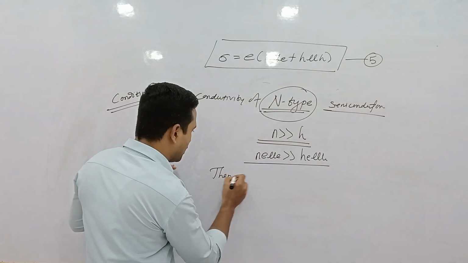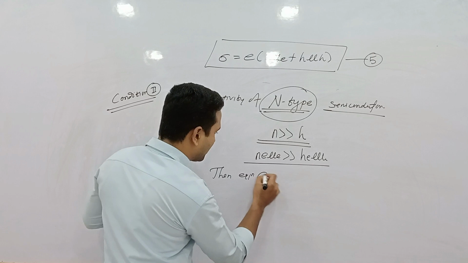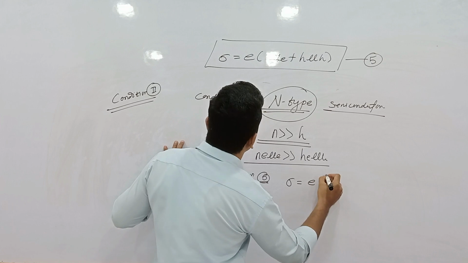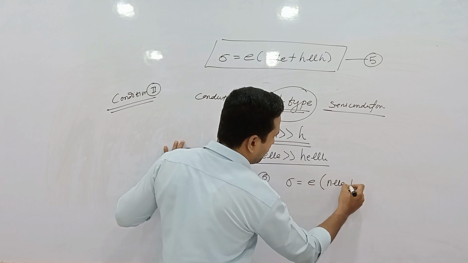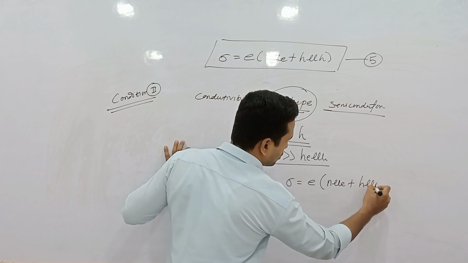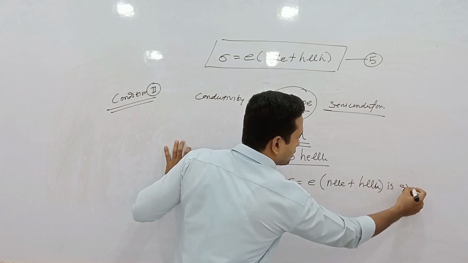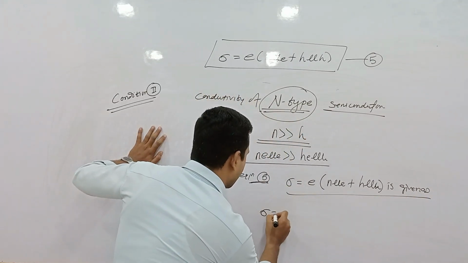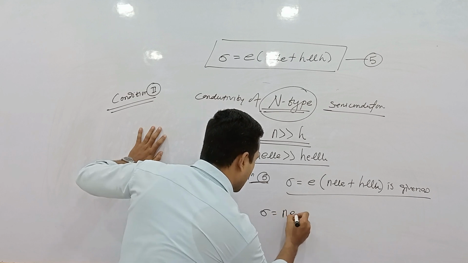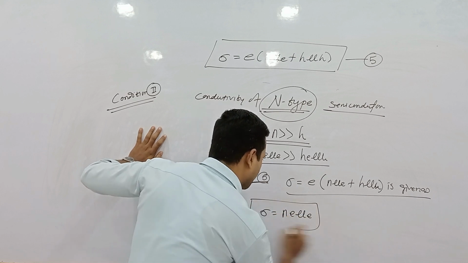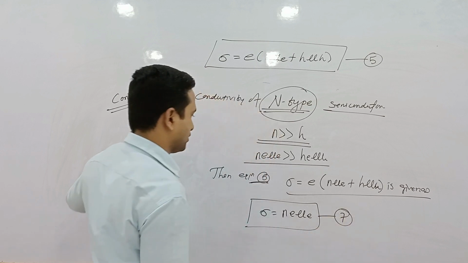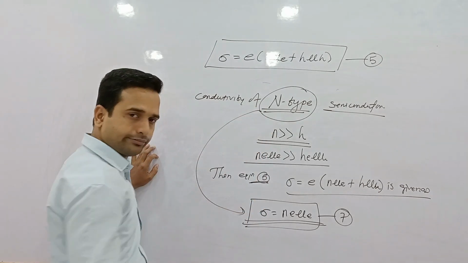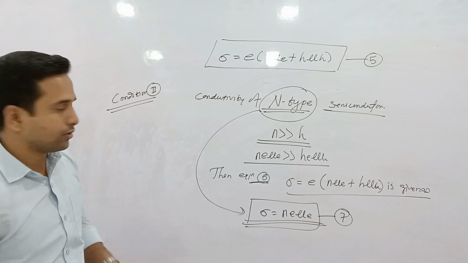Then equation 5, that is the equation sigma is equal to e in brackets n mu e plus h mu h, becomes sigma is equal to n e mu e only. This will be equation number 7, the conductivity due to the n-type semiconductor. Now third condition.